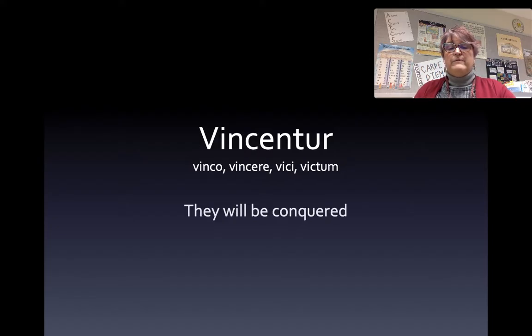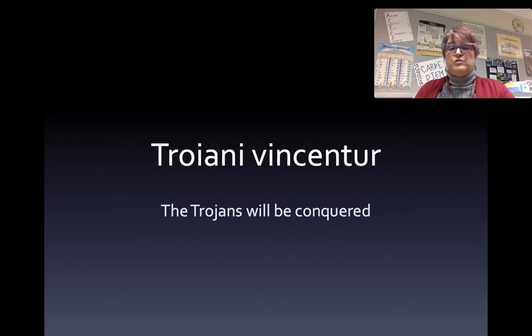Here's our verb form from vinco, vincere. It's third conjugation. Notice there's no EO here. This is in the future tense. They will be conquered. And here the Trojans will be conquered as the subject.